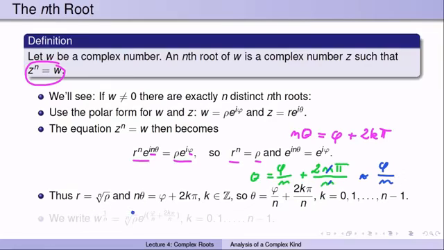And so I get all my different solutions as w to the 1 over n, this is how I denote my solutions, is equal to the nth root of rho times e to the i, phi over n plus 2k pi over n, where k runs through the values 0, 1, all the way to n minus 1. So these are the nth roots of the complex number w, and they're all distinct from each other. And the best way to really understand this is to do a bunch of examples, and that's what we're about to do.